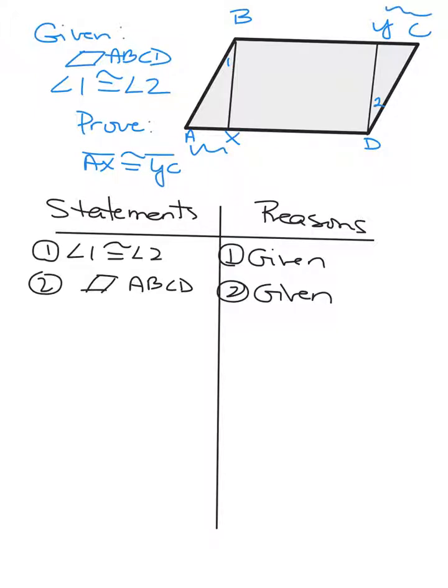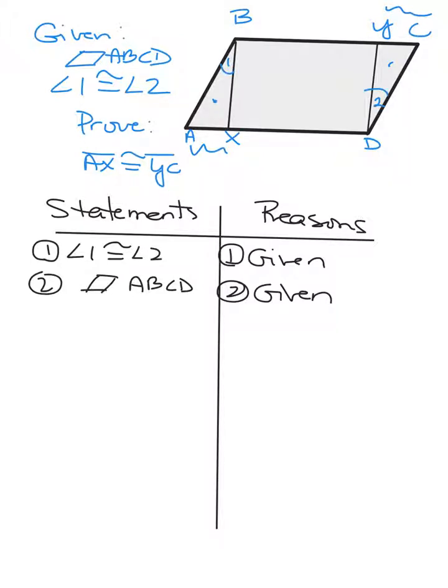Now we always want to work backwards a little bit to figure out how I can get there. Well, I have two triangles on the outside of that parallelogram, and if I can prove that those two triangles are congruent, then I can say that segment AX is congruent to segment YC from CPCTC. So let's see if we can do that. We have our given, angle 1 is congruent to angle 2, so I'm going to mark that.